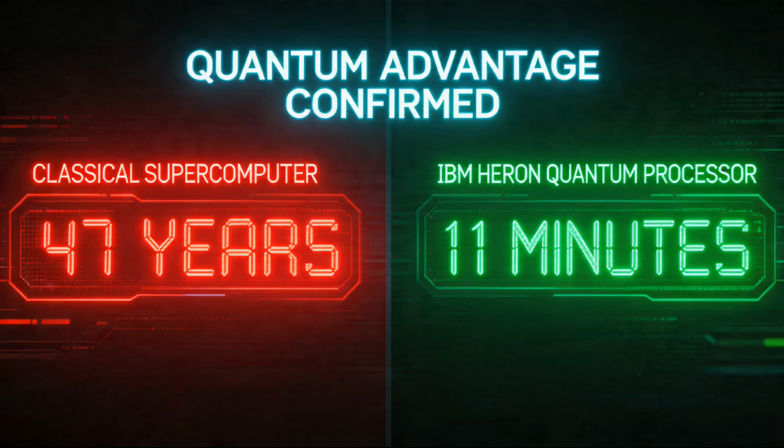A classical supercomputer would need 47 years to solve a specific chemistry simulation. IBM's Heron quantum processor solved it in 11 minutes. This happened in 2026. This is not hype, it is a threshold crossing, and it changes what is possible.